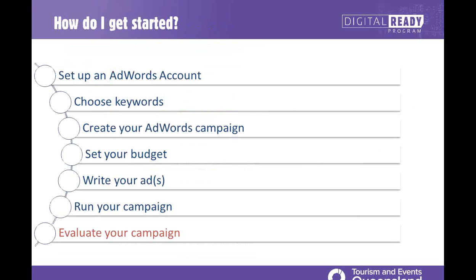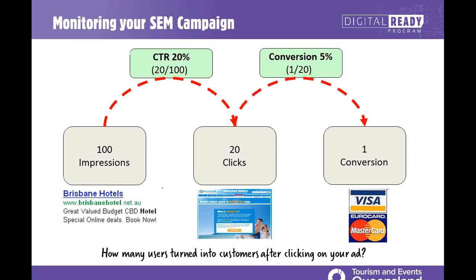And of course, once we've set up our account, chosen our keywords, created our campaign, set our budget, done our ads and sent it live, the last thing to do is evaluation, measure. How do we do? There's a lot of this in digital. If you're not sure where to start and you don't have a lot of information to go on, it is a bit of a suck it and see. So, evaluate our campaign. What do we want to find out?